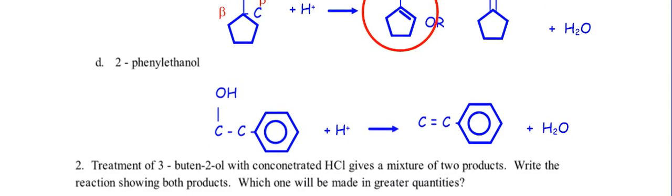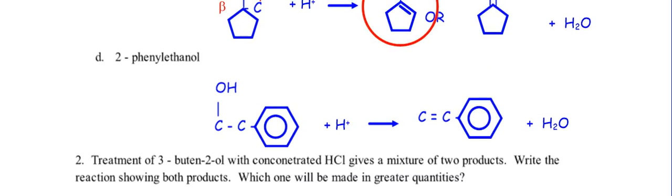Now we have treatment of 3-butene-2-ol with concentrated HCl. Again, I took that as I'm going to protonate it. It gives a mixture of two products. Write the reactions showing both products, which will be made in greater quantities. Now, in 7.9, we talked about making alkyl chlorides, and when I first read this, that's what I was thinking of. But it says showing both products, and when you have a substitution, you get two products. It says which one will be made in greater quantities, and that was my clue that this was not a substitution, but indeed another elimination.